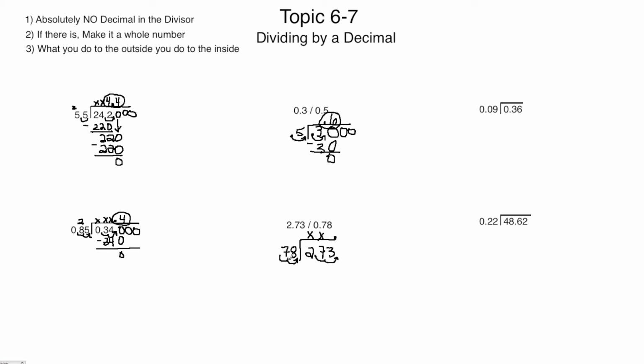So what I do is I look at the 7 and 27. How many times can 7 go into 27? Well, 4 is 28. 3 is 21, so that's the safest bet. 3 times 8 is 24.